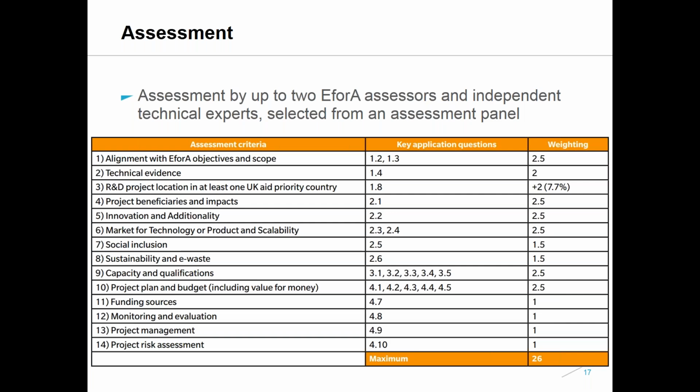We'd also like to draw your attention to the assessment criteria number 3, where applications that have at least some part of their project in a UK priority country will receive additional points. For example, this could be a field trial or R&D in country, or some of the activities in the UK priority country.